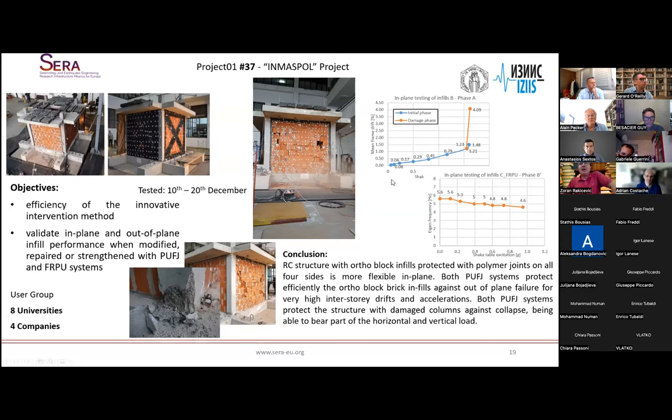For the ERIES project, we are going to conduct all four projects.